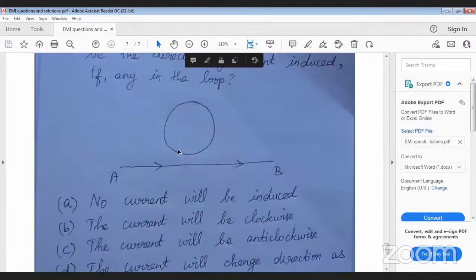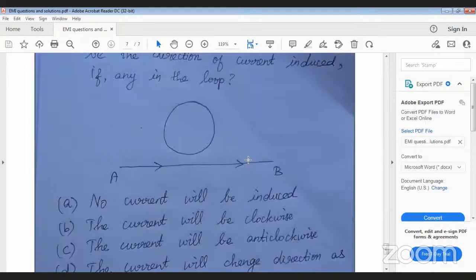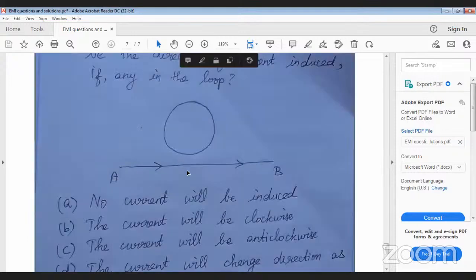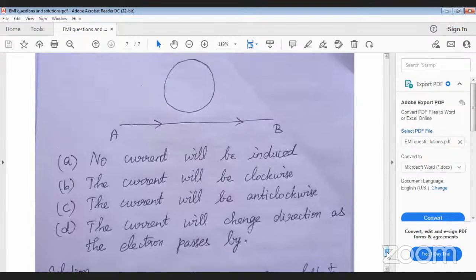Due to that, there is an increase in magnetic field in the plane of the circular loop. But as the electron crosses this point and moves away from the circular coil, there is a decrease in current, and due to that, there is a decrease in magnetic field also linked with the circular loop. Okay, so the magnetic flux initially increases when the electron passes from this point A towards the circular coil, and after that, the electron moves away. That means the magnetic field linked with the coil also decreases. So what happens is the current will change direction as the electron passes by.